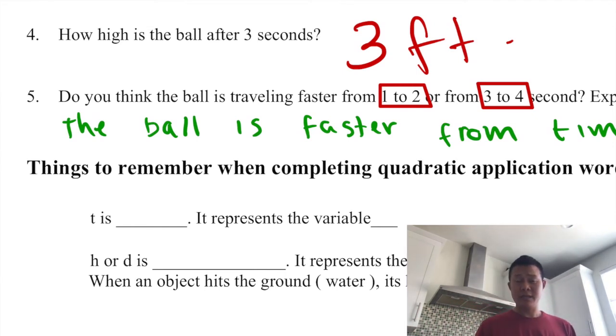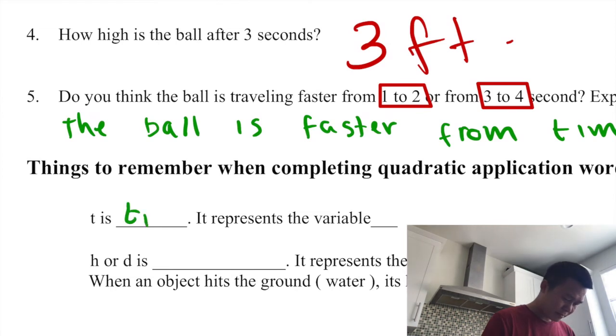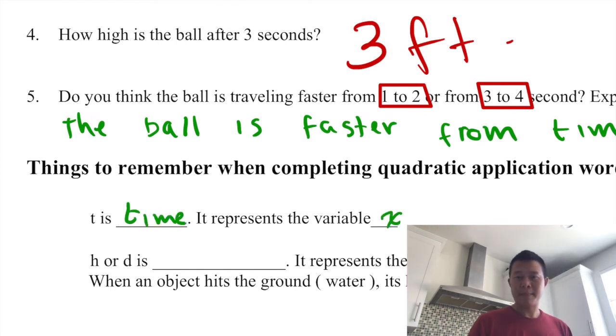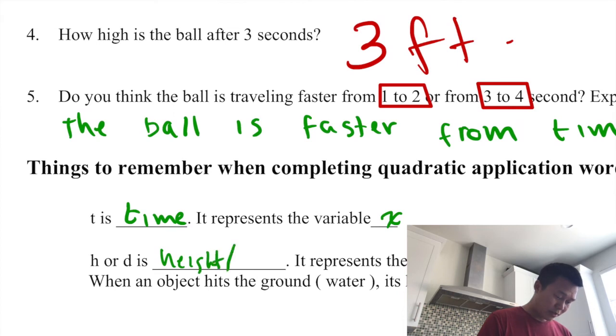Okay, so a few things to remember when we're talking about projectile motion problems. The letter T always refers to time, and it represents the variable x. The letter H, in this case, that's the one we use, or sometimes we use the letter D for distance traveled. That is represented by H, either height or distance, right? It represents the variable y, okay?